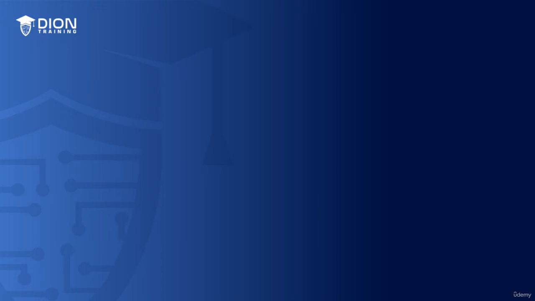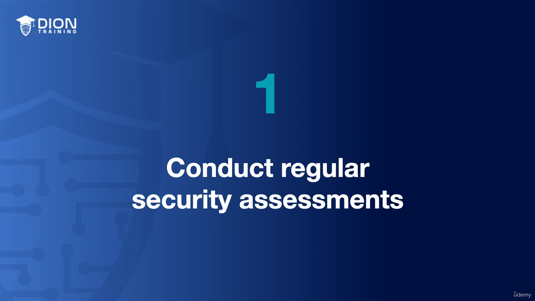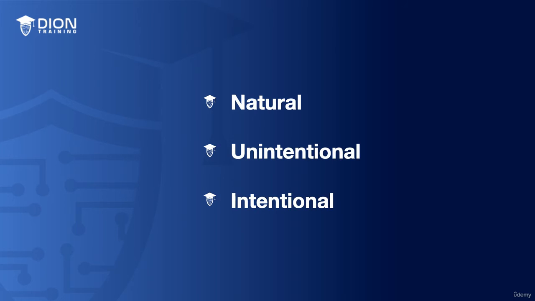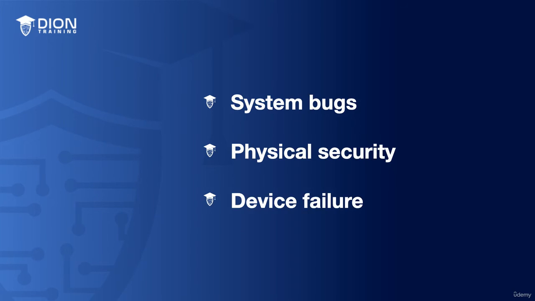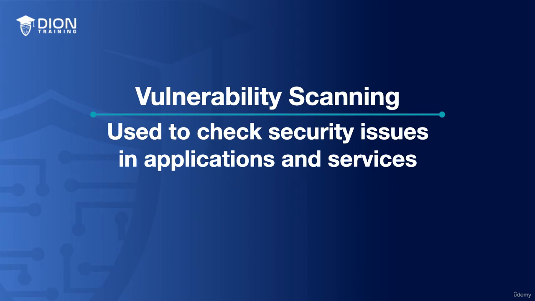There are several steps organizations can take to ensure that the data is protected from potential threats. One approach is to conduct regular security assessments that identify potential risks, verify procedures, and display weaknesses. These assessments can also provide remediation or mitigation suggestions. It is essential to understand different types of threats, such as natural, unintentional, and intentional, and the types of vulnerabilities such as operating system bugs, physical security, and device failures. Vulnerability scanning can be used to check for security issues in applications and services, such as misconfigurations, missing security patches, and known vulnerabilities.